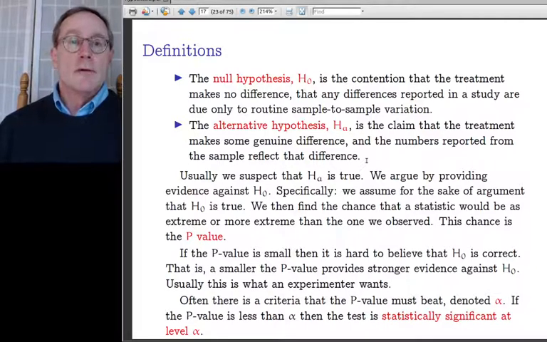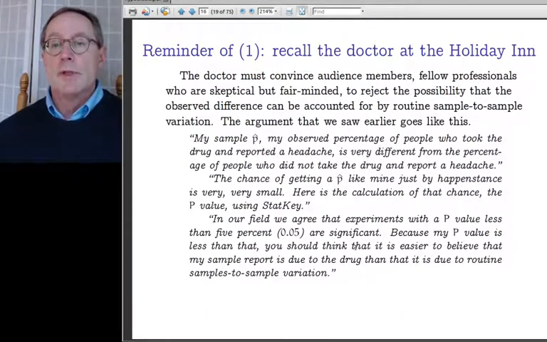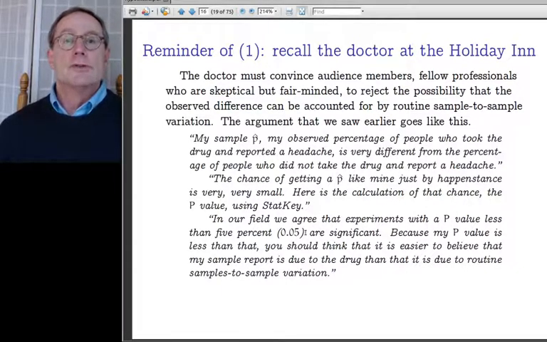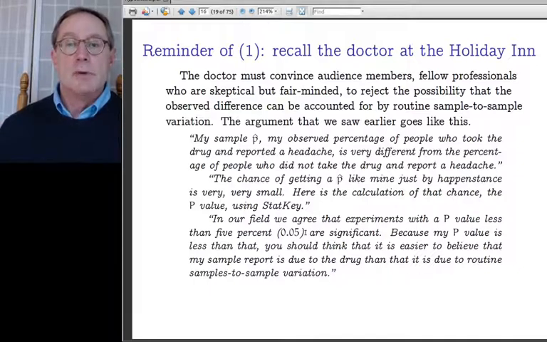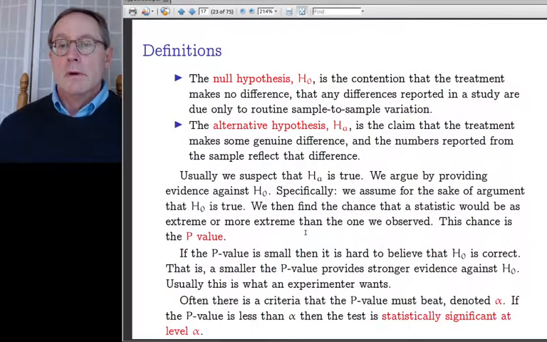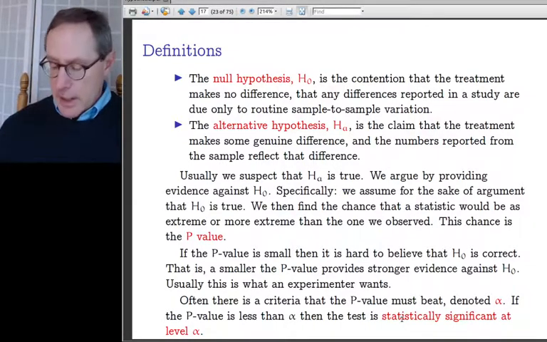Often there's some criteria for the p-value. The criteria is denoted alpha, that's the Greek letter alpha. If the p-value is less than alpha, then the test is called statistically significant at level alpha. We saw that in the previous slide where the doctor said to the people in the seats, in our field, there's a general agreement that experiments with a p-value less than 5% are significant. So the doctor's talking about alpha equals 5%, alpha equals 0.05. So often there's some criteria that people in a field have agreed on, and it's denoted alpha. With a p-value less than alpha, we say the test is statistically significant at level alpha.